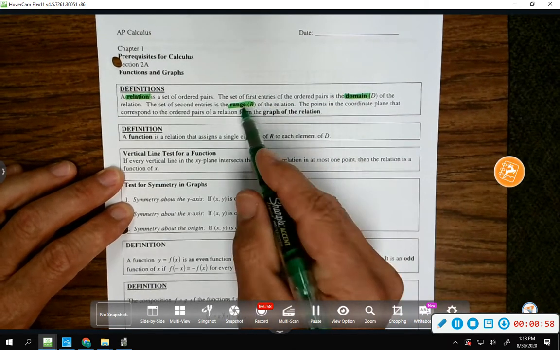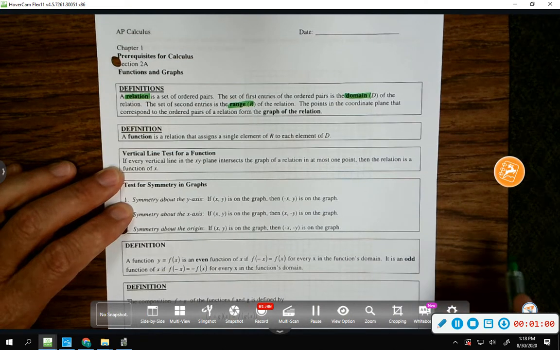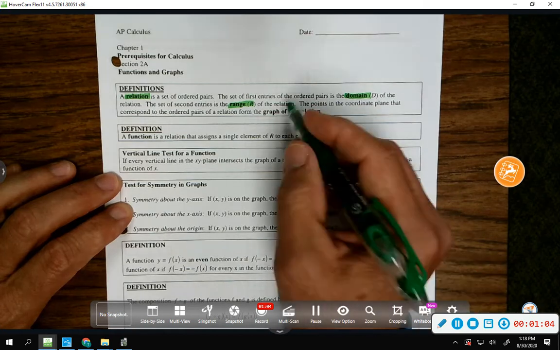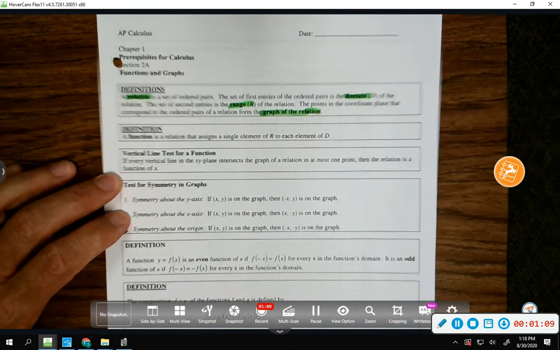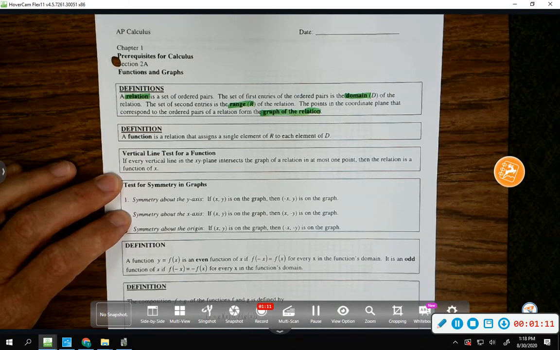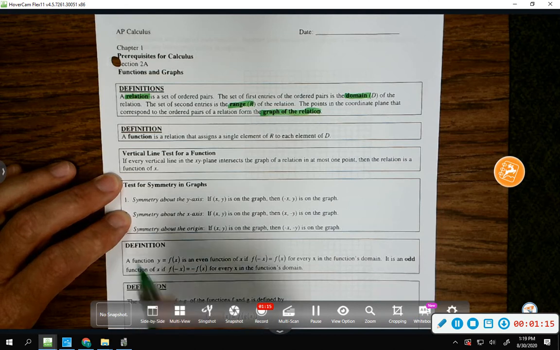Typically that's x and y, but it doesn't have to be. The points in the coordinate plane that correspond to the ordered pairs are called the graph of the relation. So keep that in mind. A function is a relation that assigns a single element of R to each element of D. That's the formal definition of a function.